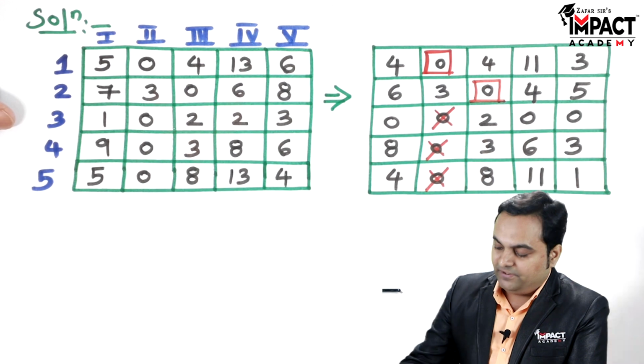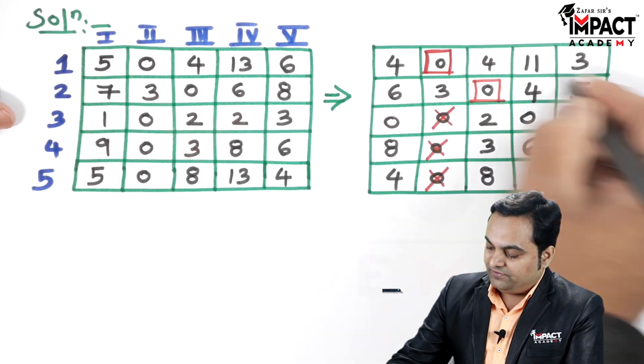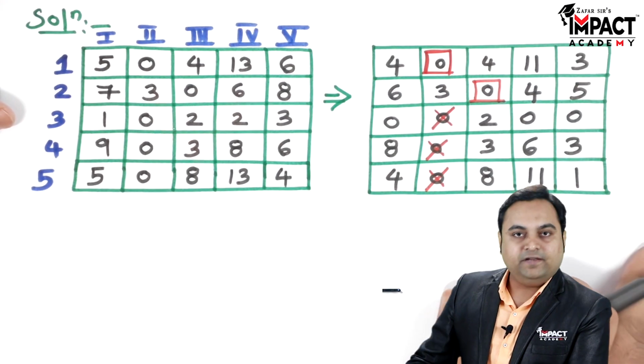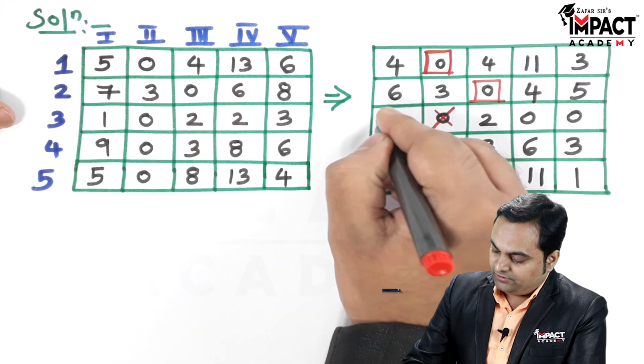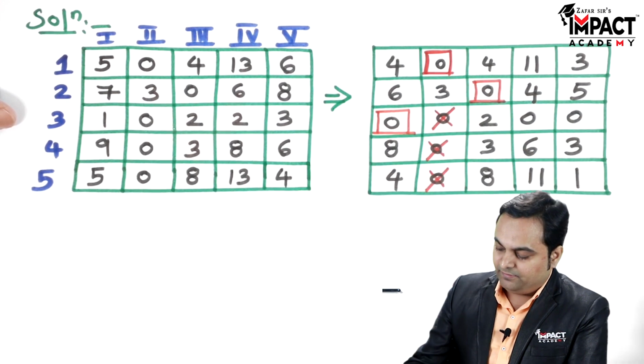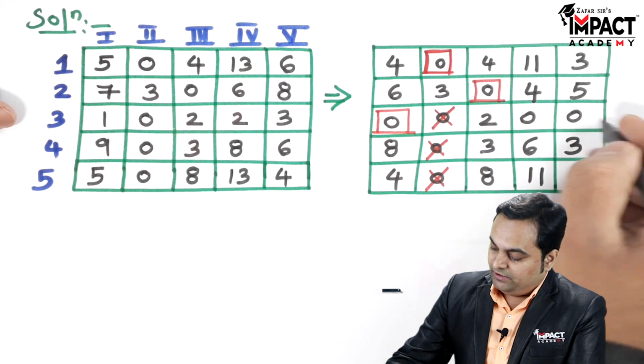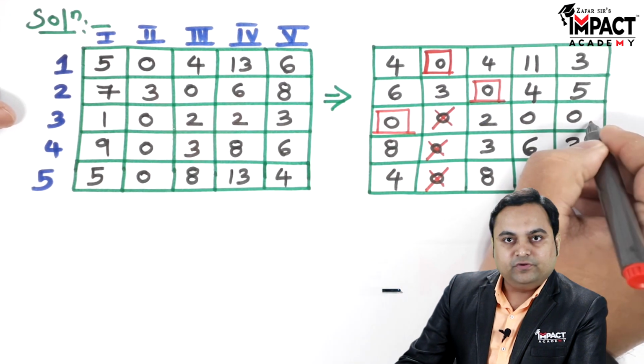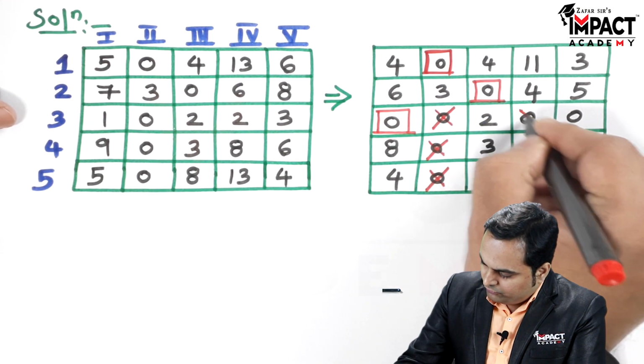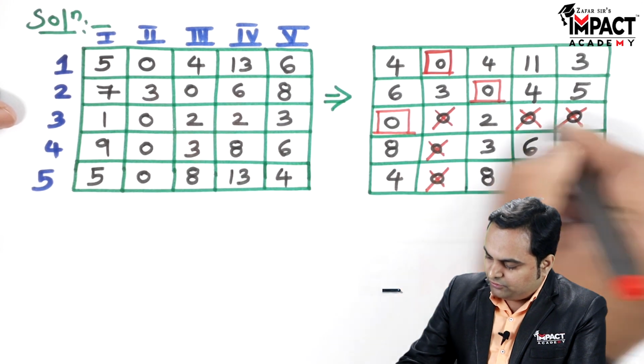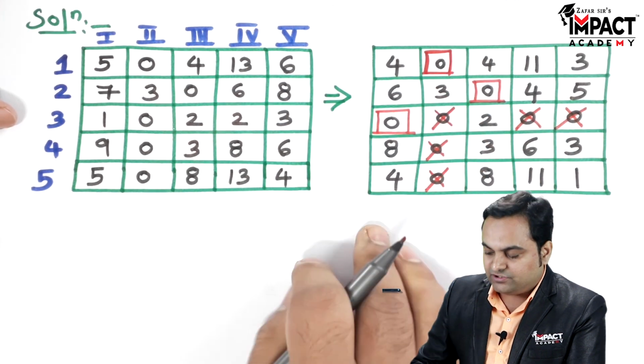Here the assignment is made. No other 0 is present in this row or column, so that is fine. Then in the third row, I am selecting the assignment over here. Then there are zeros present over here, so these may be cancelled. No other 0 should be present in the row, and there are no zeros in this column.